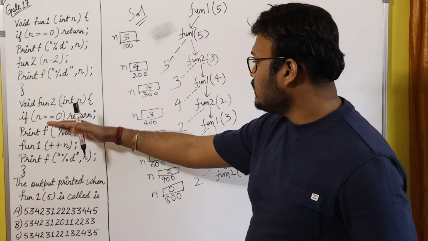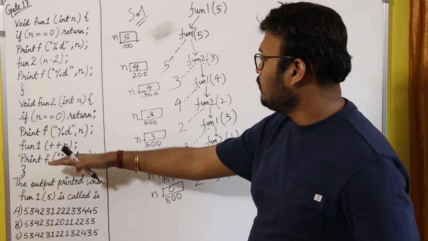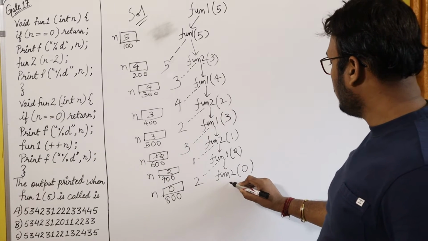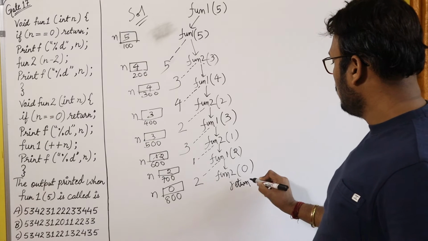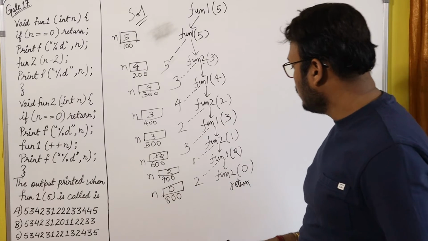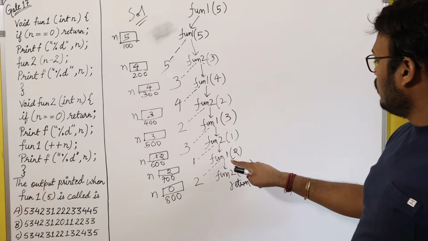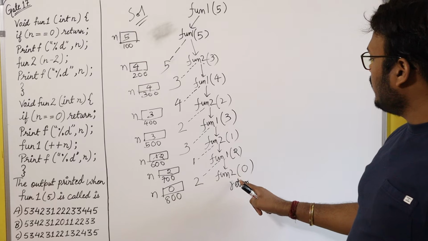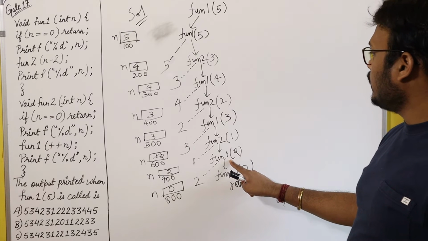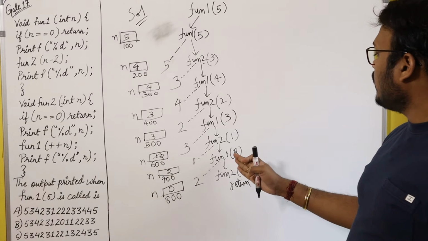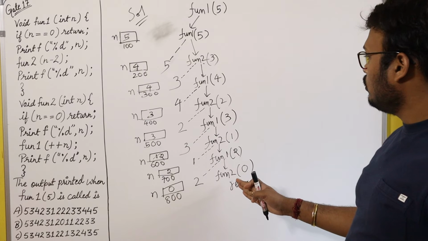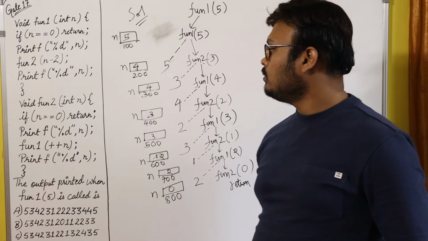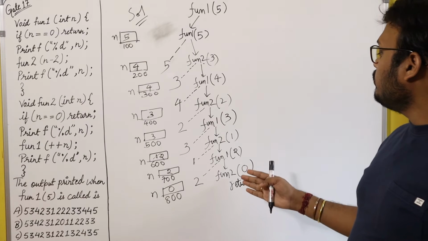So now this statement will not get executed because we are returning from here. Return to where? Return to the calling function. So which function is calling? Fun2 will return to fun1, because fun1 was calling fun2. And now fun2 is stopped, because this condition is true. And now the value will be returned here.